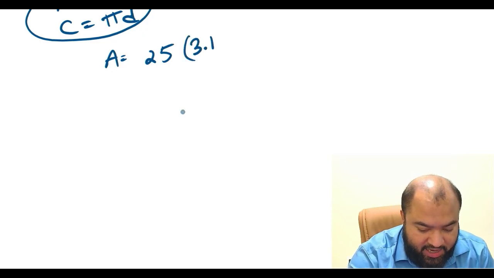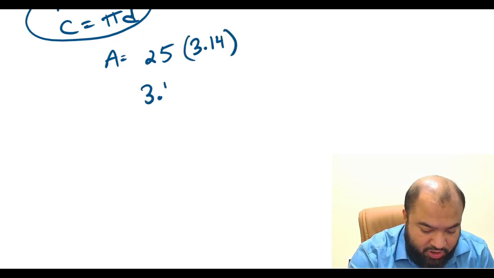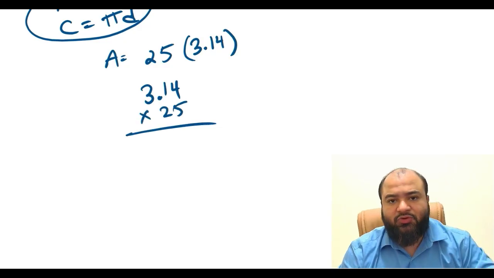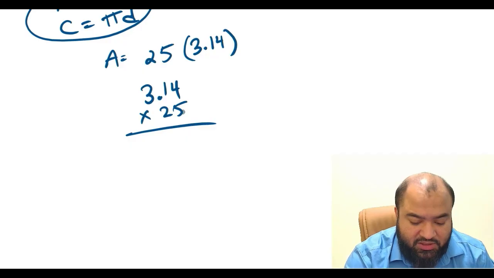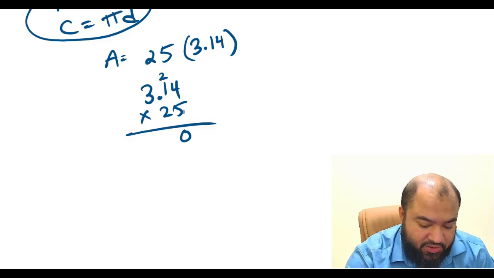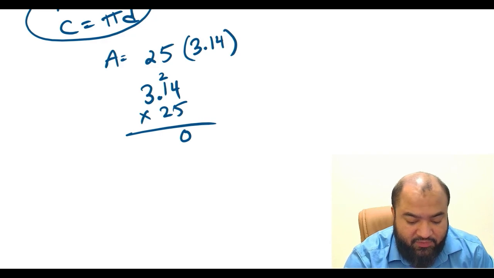We're going to multiply that. So 3.14 times 25. At first we're just going to ignore the decimal and multiply simply. So 5 times 4, 20. I'm going to put 0 here, 2 goes here. 5 times 1, 5 plus 2, 7. And 5 times 3, 15.